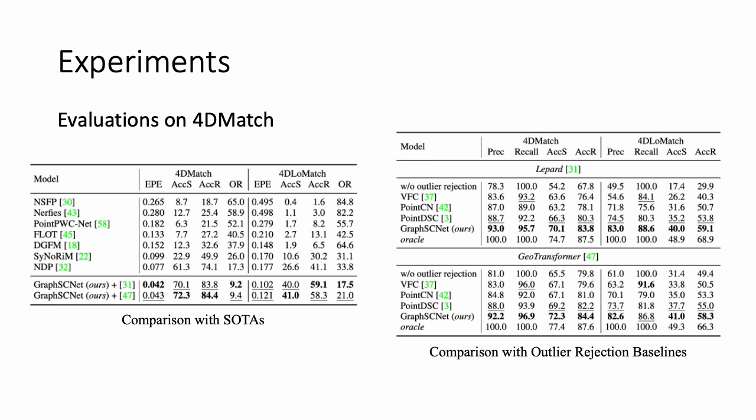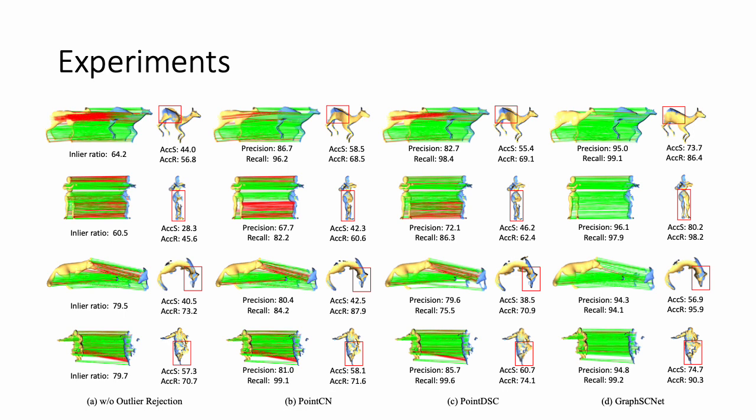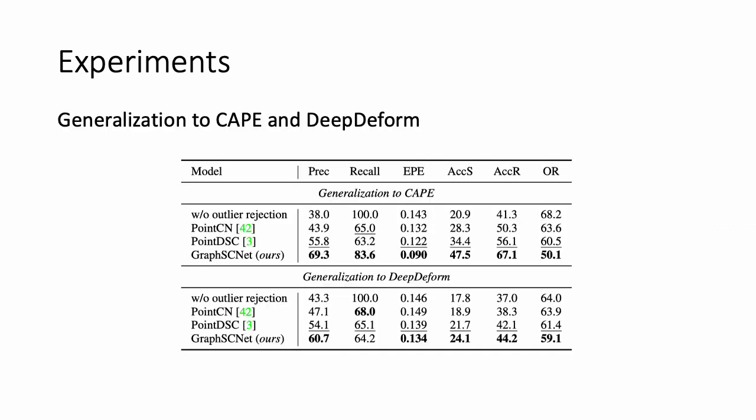Extensive experiments on 4DMatch have proved that Graph LC Net has achieved the new state-of-the-art non-rigid registration performance and significantly outperforms the baseline outlier rejection methods. And the visualizations have shown that our method can eliminate more outliers while preserving more inliers than existing methods, such as PointDSC. Furthermore, our method shows strong generality to unknown datasets, such as KITTI and DeepDeform.